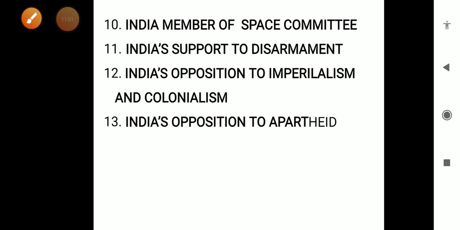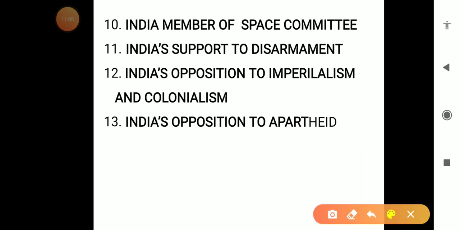Then we have India, member of the Space Committee. India has been a member of the Space Committee also, and the Space Committee basically works for the exploration of space. India has also been a member of the Space Committee of the UN and is a supporter of the peaceful use of space and space stations for the whole world.